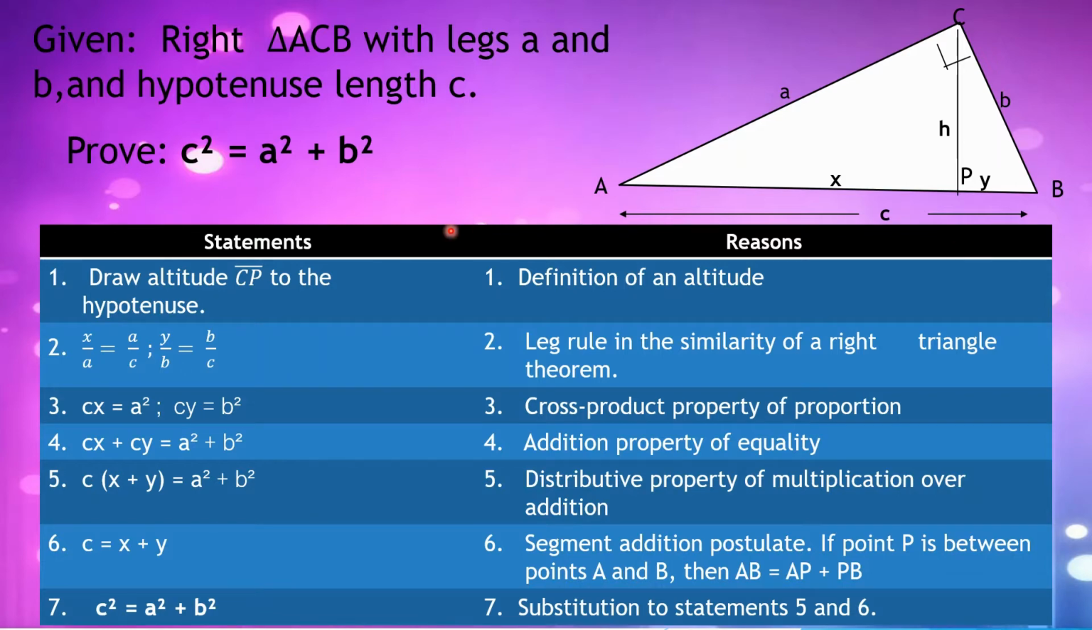So we have the table, with statements and reasons. The first one: draw altitude segment CP to the hypotenuse. We already have the altitude here, so that is the definition of an altitude.